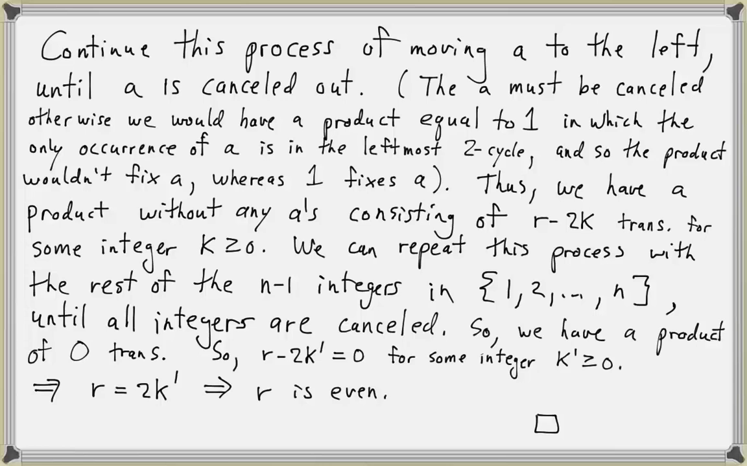Now we will prove the general statement. So the general statement is that given any permutation, the number of transpositions in its decomposition is either always even or always odd.